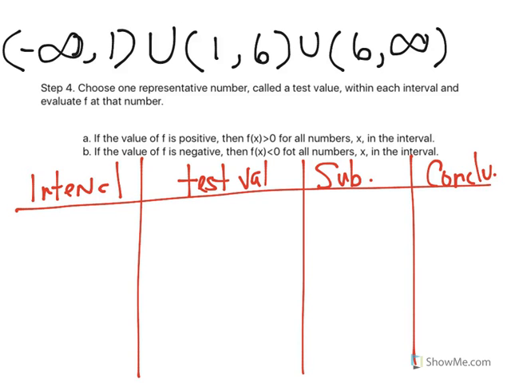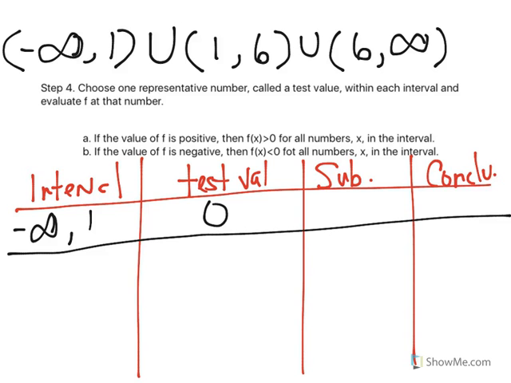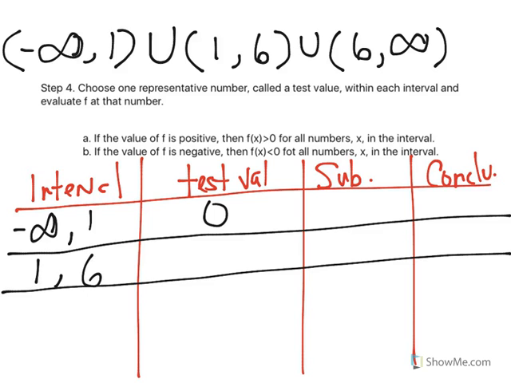Draw my table here. So I have my interval negative infinity to 1, right? My test value has to be between negative infinity and 1. We could pick any number. I'm going to select 0. Why make it more difficult for myself? Then I'm going to make one more small change here: 1 to 6, 6 to infinity. So I'm going to put my interval notation right in my table.